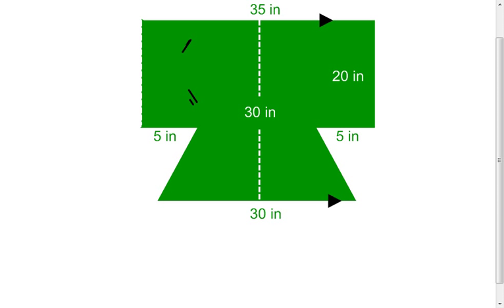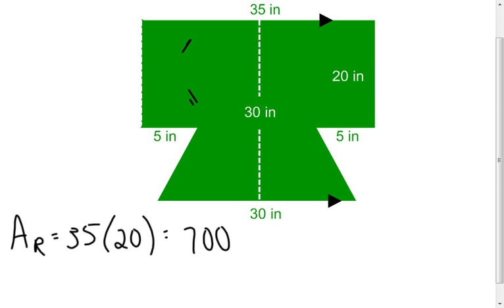So what I'm going to do is I look at my rectangle on top. I know the length of the base. I know the length of the height. I can find my area. So area of the rectangle, base is 35 inches, height is 20 inches. Multiply those two things together, and I end up with 700 square inches.